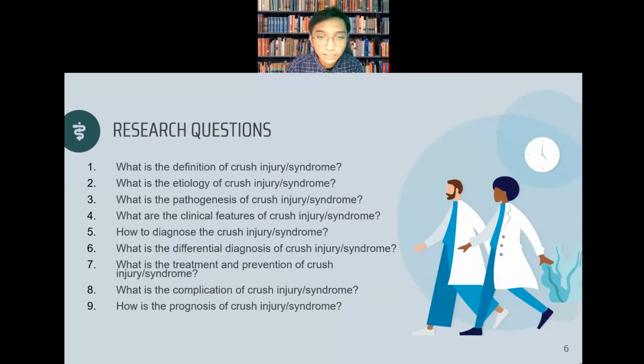First, what is the definition of crush injury or syndrome? What is the etiology of crush injury or syndrome? What is the pathogenesis of crush injury or syndrome? What are the clinical features of crush injury or syndrome? How to diagnose crush injury or syndrome? What is the differential diagnosis of crush injury or syndrome? What is the treatment and prevention of crush injury or syndrome? What are the complications of crush injury or syndrome? And how is the prognosis of crush injury or syndrome?